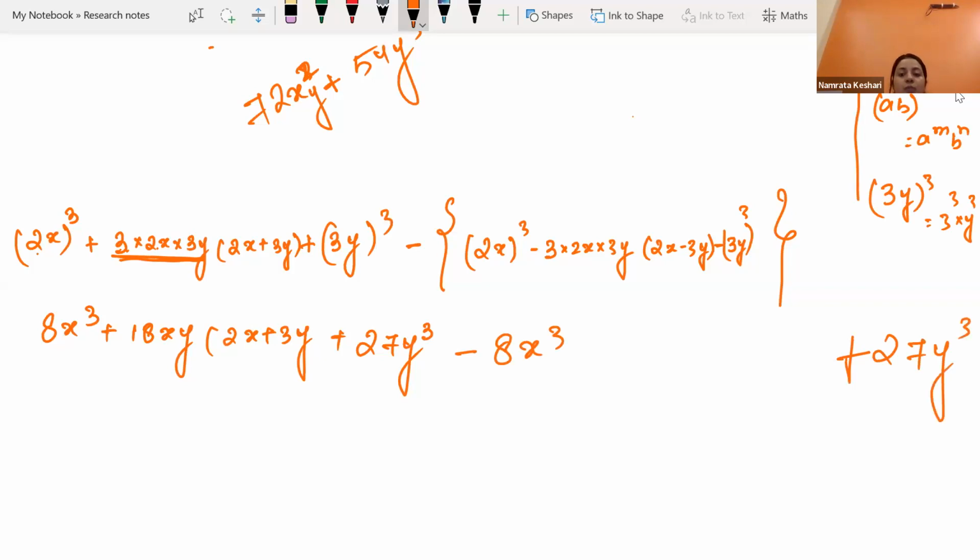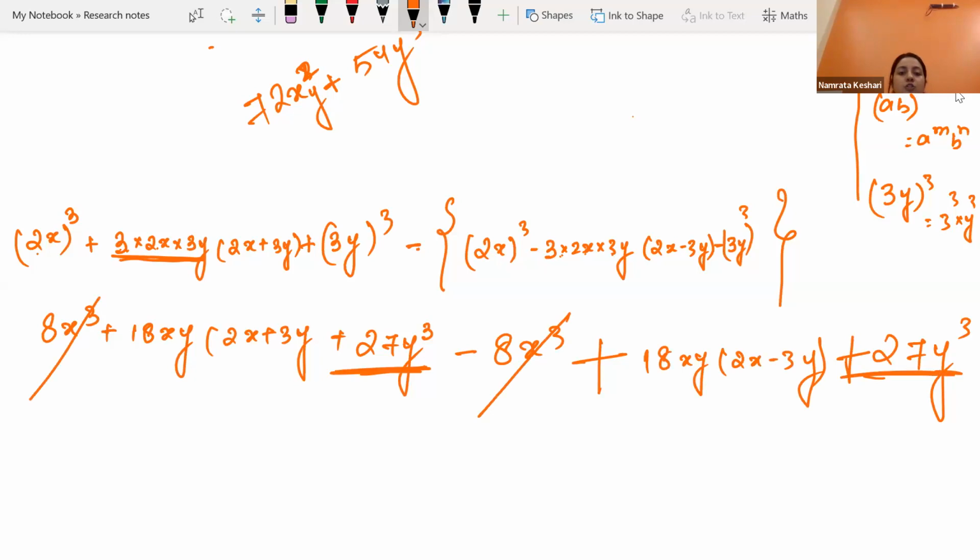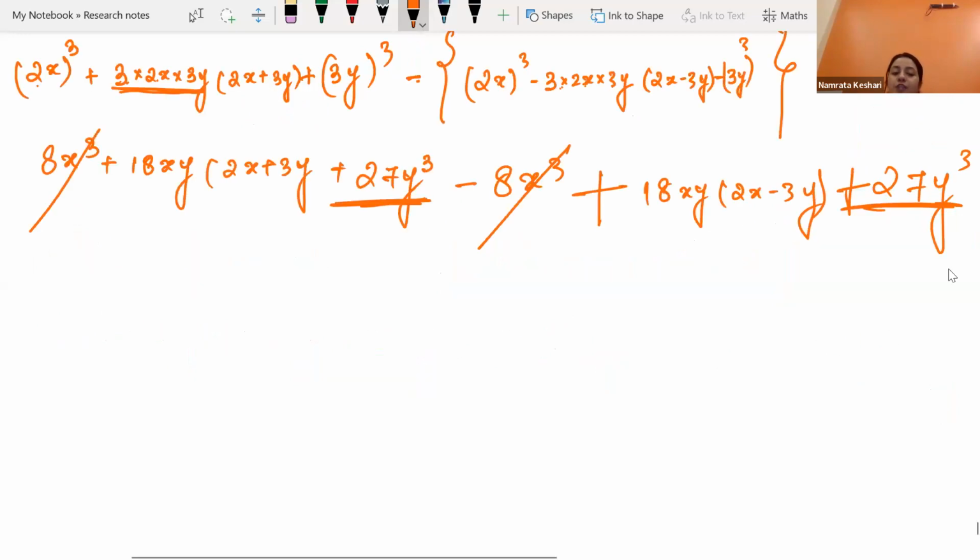Now in between we are having minus 3ab. So 3 into 2 into 3, 3 2 times 6, 3 times 18. Minus 18xy in bracket whatever we will be having. But since minus sign already we are having, it will become plus 18xy in bracket 2x minus 3y. Now whatever is getting cancelled out, please cancel them. And whatever can be simplified as like terms, please do it. So we will be having 54y cube just by adding these two underlined terms, because these are like terms.